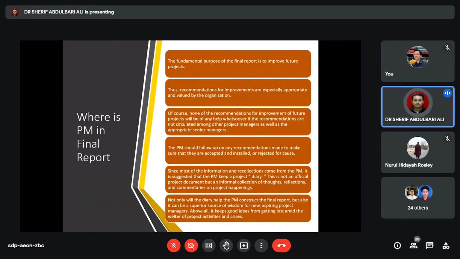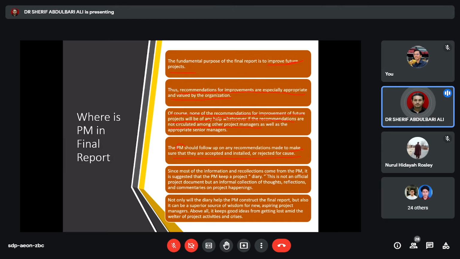The fundamental purpose of the final report is to improve future projects. The purpose of the final report is to improve any future projects, and it also needs to have recommendations for improvements, especially for the appropriate value of the organization. Of course, none of the recommendations for improvement of future projects will be helpful if they are not acted upon. The project manager should also follow up on any recommendations made to make sure they are accepted for installing or rejected.